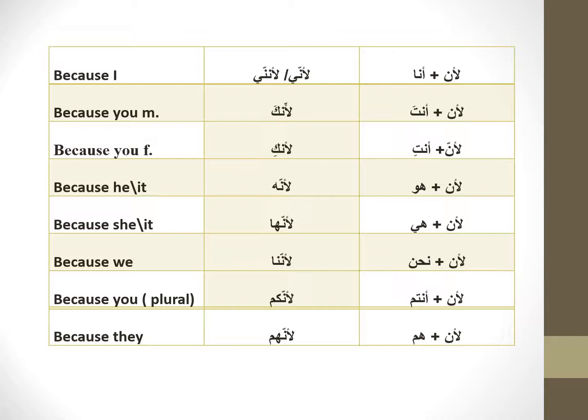Now let's read لأن with some pronouns. لأن and أنا, لأني, or you can say لأنني. So in Arabic you can't say لأن and أنا. You have to, all the time remember, attach a pronoun to the noun. Then you pronounce it لأني or لأنني.